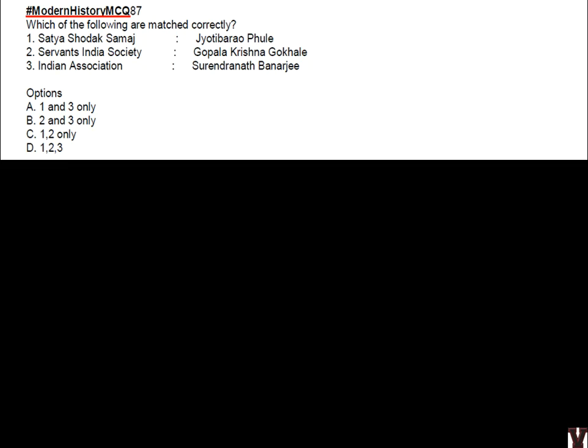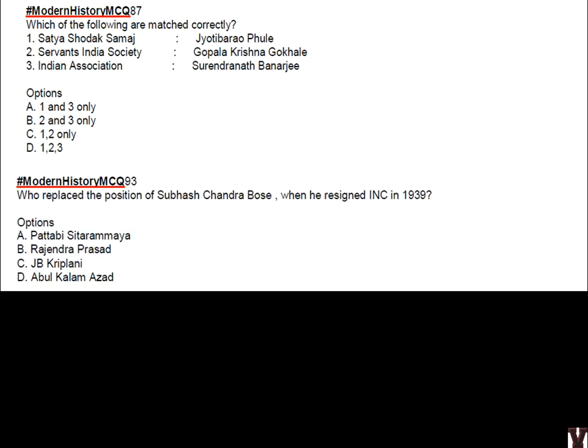These are again match the following questions, a typical UPSC question asked every year, with certain movements and leaders, where you have to tell whether all 3 are matched correctly or if anything is false. Satyashodak Samaj, Jyotiba Rao Phule; Servant of India Society, Gopal Krishna Gokhale; Indian Association, Surendranath Banerjee. So you have to tell me in the comment section which is the answer. And this is a very interesting question.